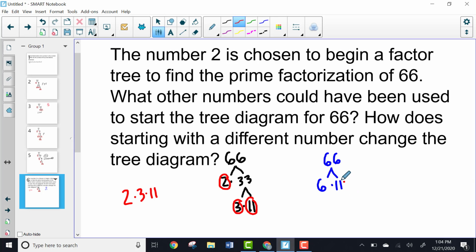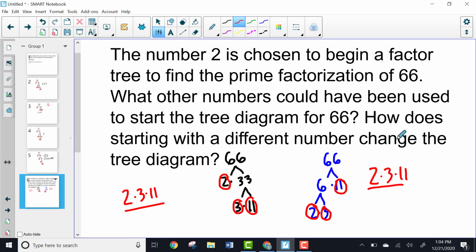Now I know 11 is a prime number, so I'll circle that. Then I can break 6 down to 2 times 3. And I still have the prime factorization of 2 times 3 times 11. So this shows it does not matter what multiplication problem you start out with. What matters is that you have the correct prime numbers for the prime factorization. Okay, so if you start out differently, that's okay as long as the end destination is the same. 2 times 3 times 11 when I started out with 2. When I started out with 6 times 11, I still had 2 times 3 times 11.